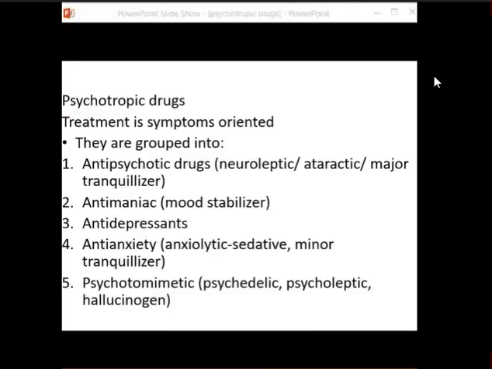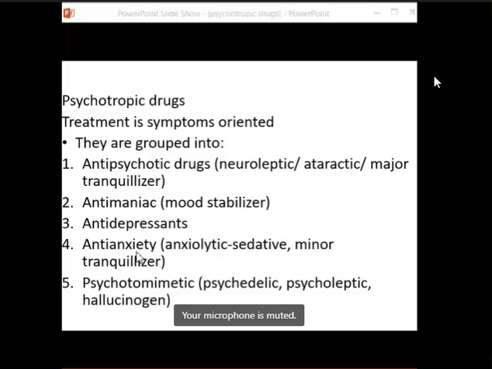The word tranquilizer was previously used, but nowadays these drugs are not used as tranquilizers. Tranquilizer mainly means the drugs that reduce mental tension and cause calmness. Antipsychotic drugs are also called major tranquilizers, whereas anti-anxiety drugs are called minor tranquilizers. Then we have anti-manic drugs, which are also known as mood stabilizers, mainly used in cases of mania. Antidepressant drugs are mainly used for depression and other different types of neurotic conditions. Anti-anxiety drugs are used in anxiety.